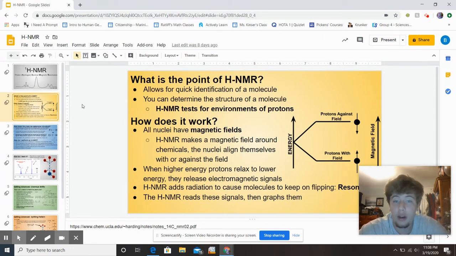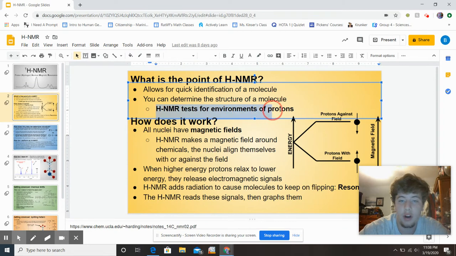All right, so what is the point of H-NMR? It allows for the quick identification of a molecule, and it can be used to determine the structure of a molecule. And the main thing you need to know is that it tests for the environment of protons. That's the thing you need to know.